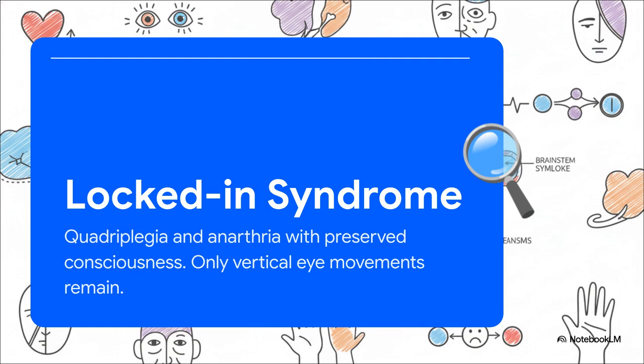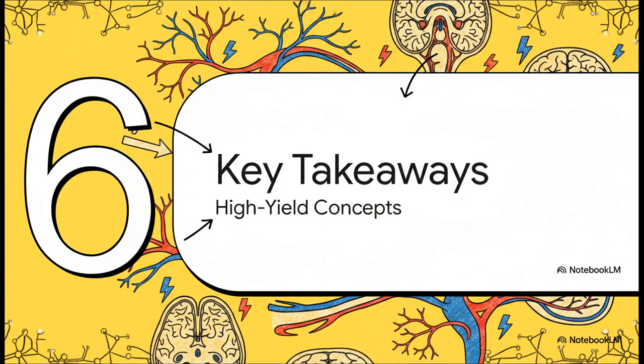But, and this is the crucial part, the ascending reticular activating system, which is more dorsal, is spared, so consciousness is fully preserved. They are awake and aware, but locked inside their own body. The only voluntary movement they have left is vertical eye gaze, because those control centers are higher up in the midbrain. Okay, we have covered a ton of ground. To wrap this all up, let's distill everything down into the most critical, high-yield concepts you absolutely need to have in your back pocket for recognizing these posterior circulation strokes in a clinical setting.